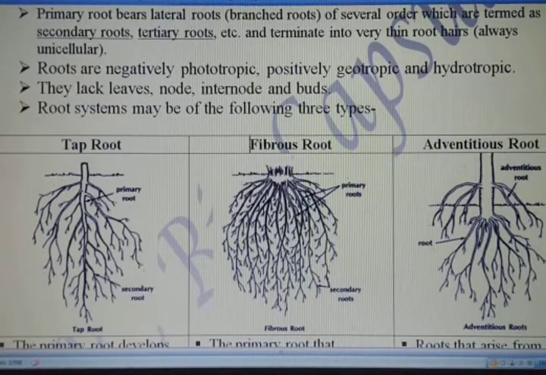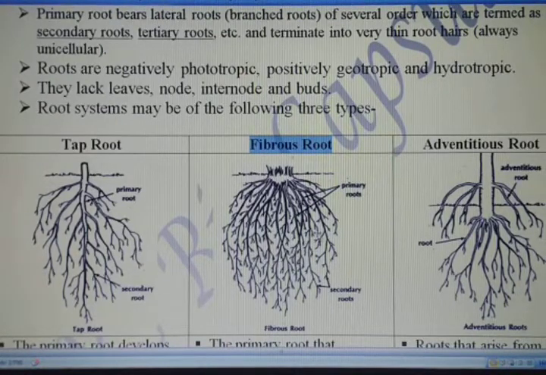In case of fibrous root, what happens? The main root or the primary root forms, it develops from the radicle as in the case of the first one. But after some time, what happens? It dies. That means the primary root in case of fibrous root has a very short lifespan, and so from the base of the stem, more than one, or you can say many roots develop.